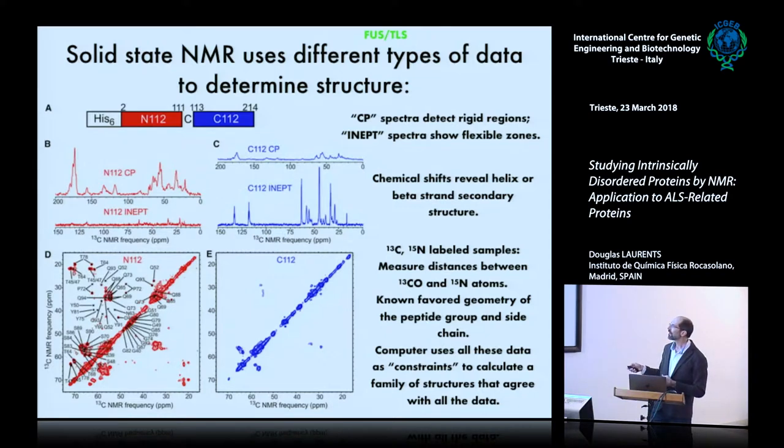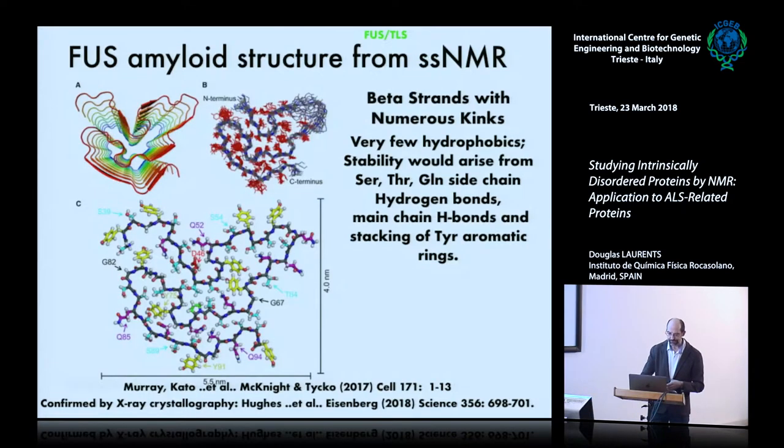And then there's another series of experiments you can do with labeled protein where you look for distances between carbon atoms or between nitrogen atoms. And so if you know that there's a rigid region, and if you can measure the distances between many different carbon atoms and many different nitrogen atoms, you can, with a computer, calculate a set of structures that are consistent with all those distances. And that's what they were able to do. So this would be the structure of the FUS-TLS amyloid solved by solid-state NMR.